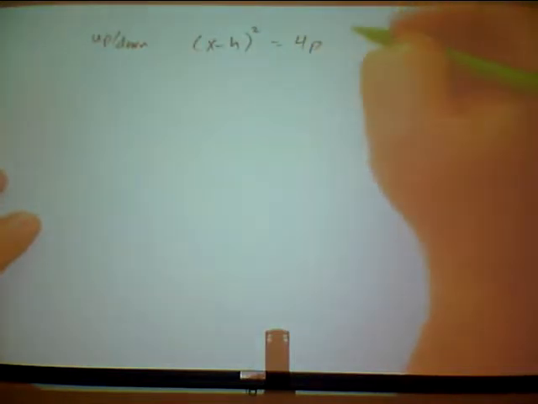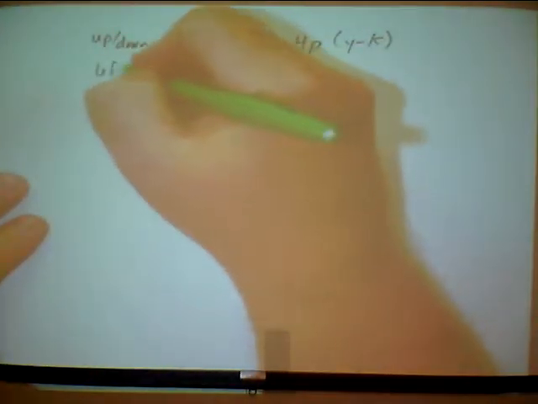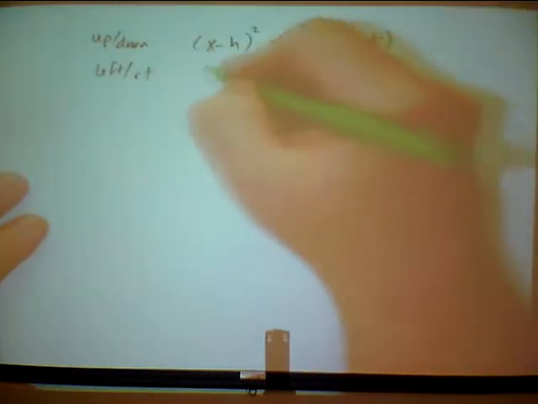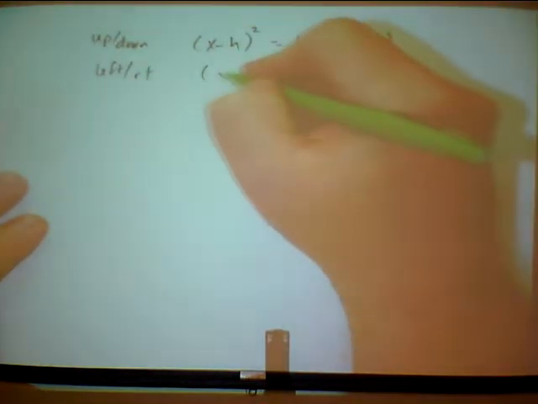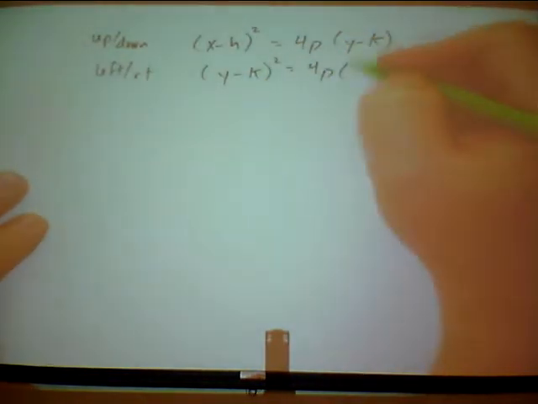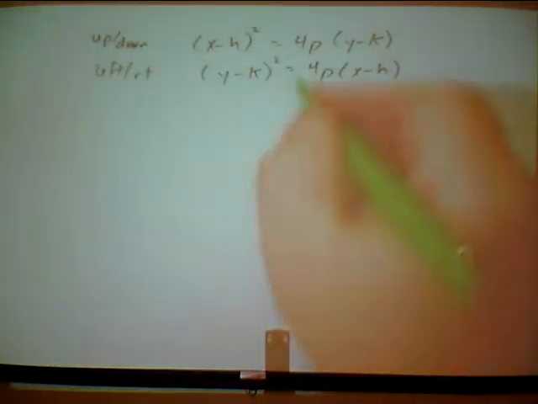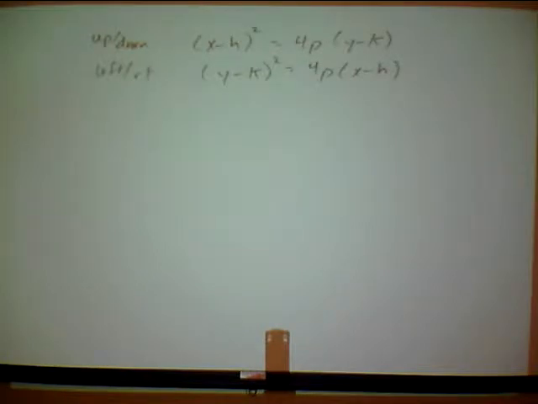So here's the standard equation of an up or down parabola. And for the left and right parabola, the y term is squared. So now, based upon having the standard equation, we're able to determine the vertex, the focus, the directrix, and everything we need to actually sketch out and graph the parabola.